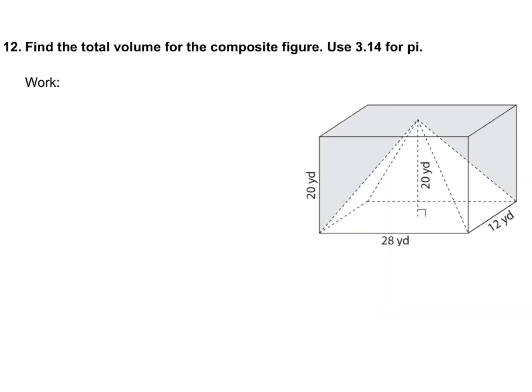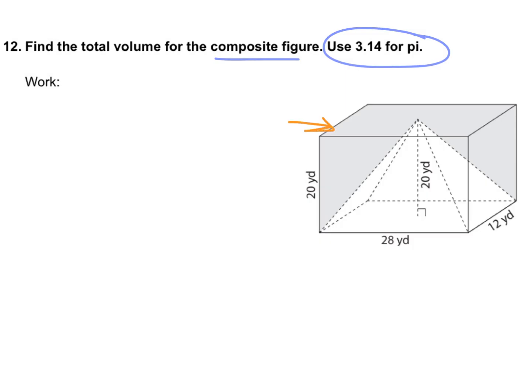Okay, now we're going to do it again. Find the total volume of the composite figure using 3.14 for pi. It looks like this shape has been hollowed out, so once I get my 2 volumes, I'm going to subtract them. The first shape I see is a rectangular prism, which is not on the state testing formula, but it's length times width times height, which we have been practicing.